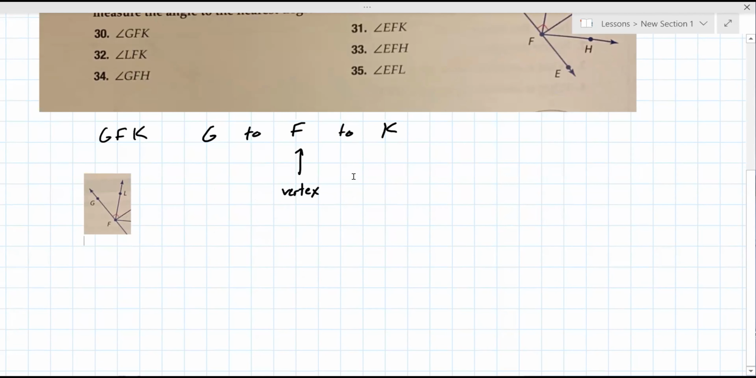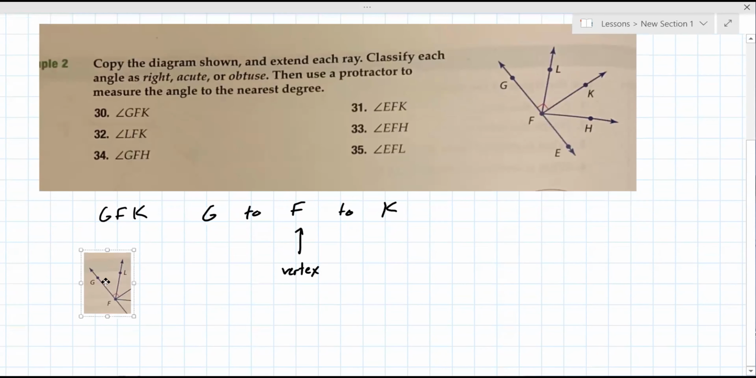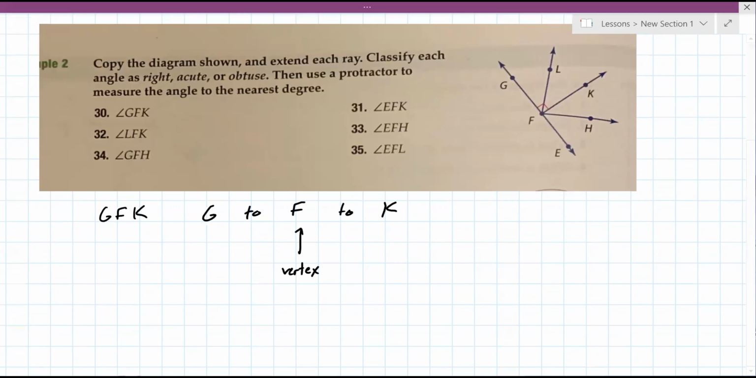I'm sorry, I didn't quite grab it all. Let me try that one more time here. I can actually snip the whole thing, but let me just draw it out differently. So it's G to F to K. Here's G, here's F, and here's K. Is that okay so far?